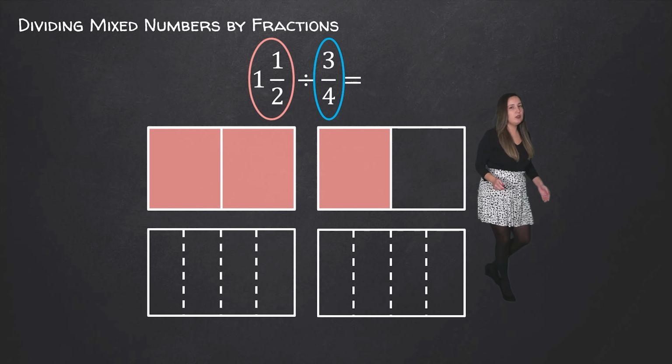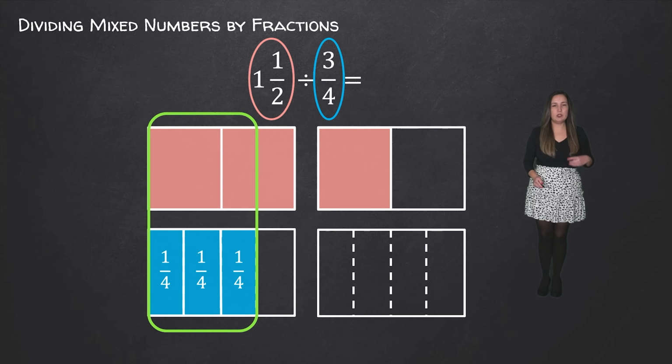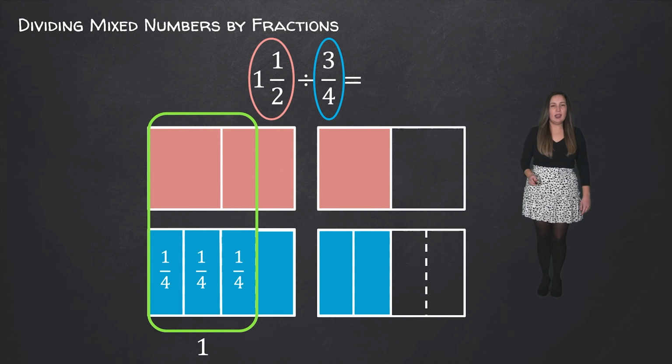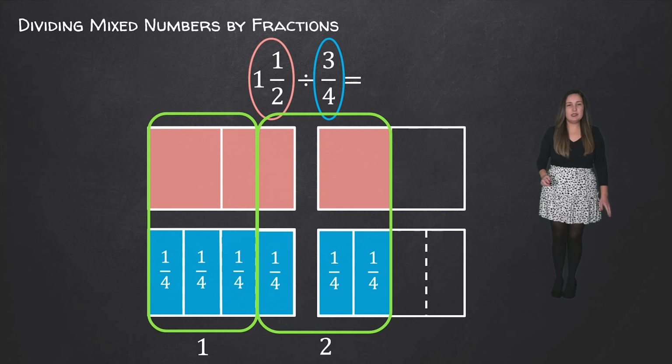In order to do that, we have to represent 3/4 and see how many times that goes into 1.5. So one set of 3/4 goes into 1.5, and then another set of 3/4 goes into 1.5. And as we could see, 3/4 goes into 1.5 perfectly 2 whole times. So our answer is 2, all right?